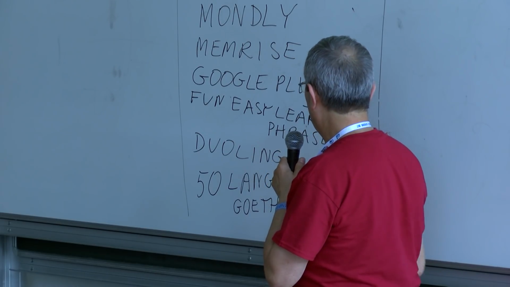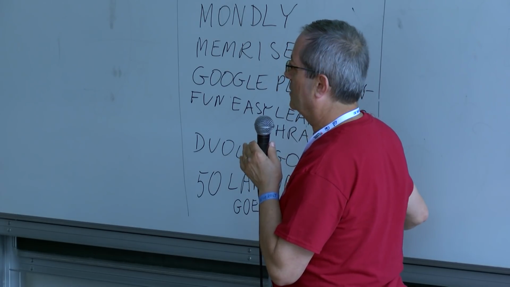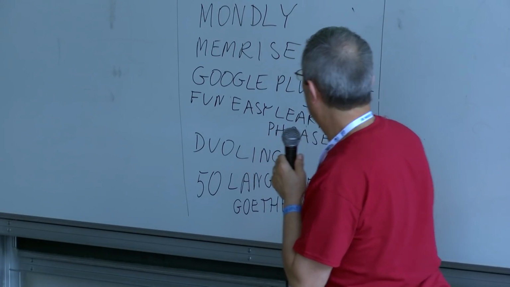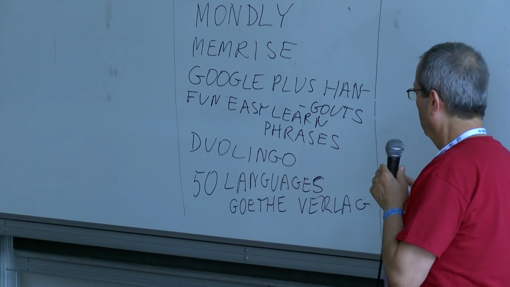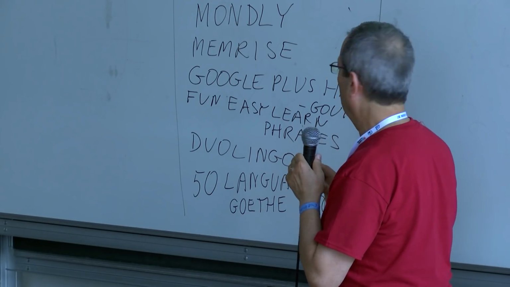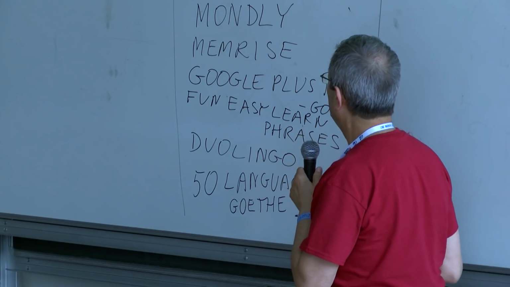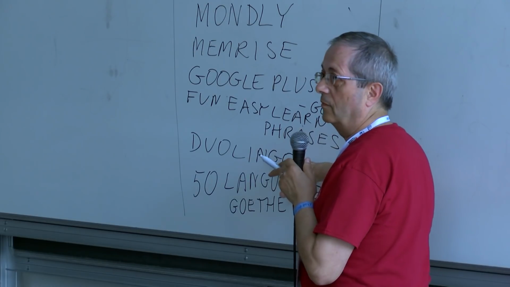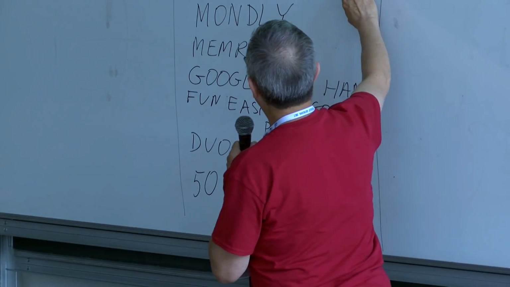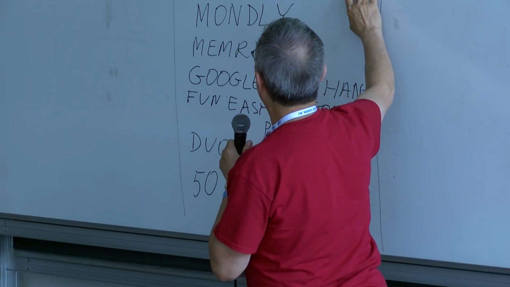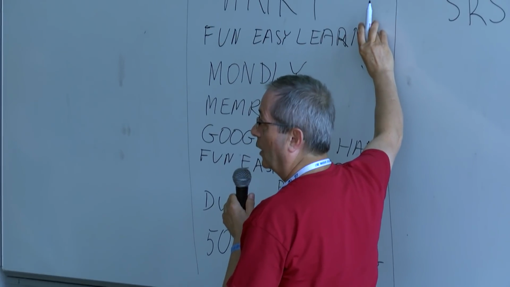50 languages is good. It is for free, and there are many phrases. All is always read by real people, without any synthesizer. I think that Duolingo is very well known. Yes, Memrise also. Fun Easy Learn is very funny, so it is also very good for vocabulary.